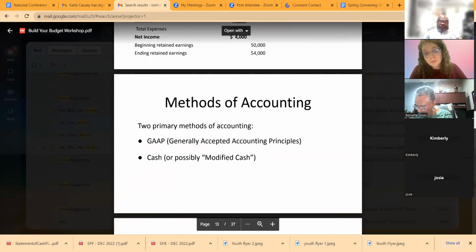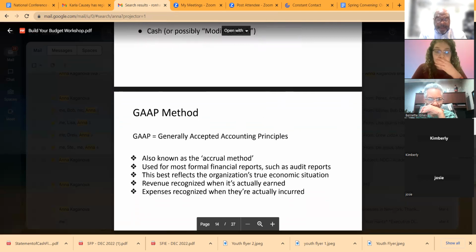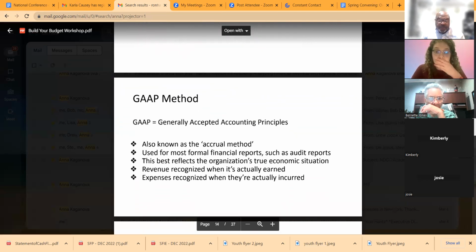Okay, two methods of accounting are the GAAP and the cash. You can set your books up on the cash basis versus the accrual, or the GAAP, which is generally accepted accounting principles. The GAAP method, also known as the accrual method, is used for most formal financial reports, such as audit reports. This best reflects the organization's true economic situation. Revenue is recognized when it's actually earned. Expenses are recognized when they're actually incurred.